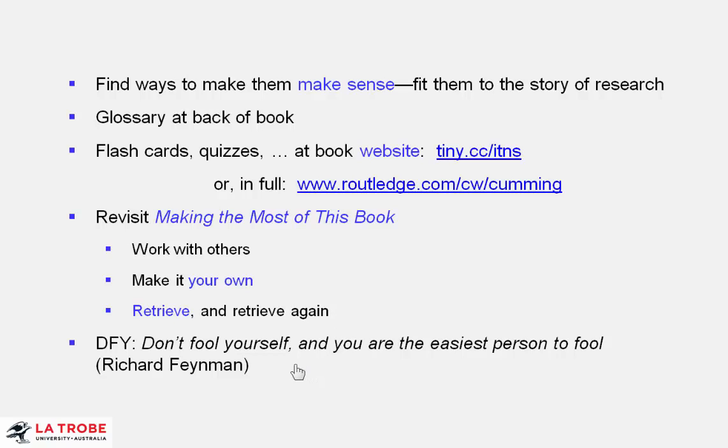One of the key points of this chapter is expressed by Richard Feynman, the famous Nobel Prize-winning physicist: "Don't fool yourself, and you are the easiest person to fool." Well, indeed, we all have the tendency to leap to conclusions, but the DFYs, the doofies, are a number of cautions, a number of things we really need to bear in mind all the way through.